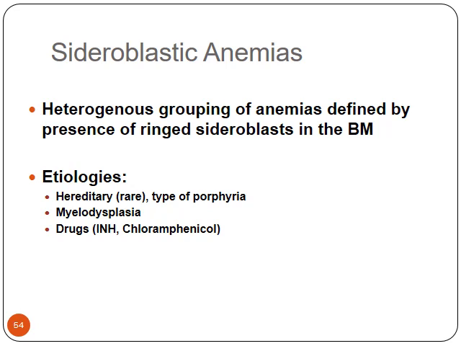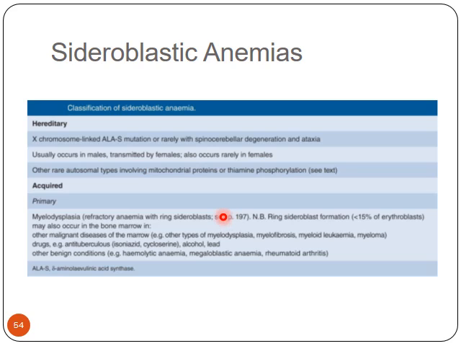Our third type of anemia, which is microcytic hypochromic, is sideroblastic anemia. These are a heterogeneous group of anemias defined by the presence of ringed sideroblasts in the bone marrow. It's either hereditary, as a type of porphyria, or leads to myelodysplasia, or occurs after drugs such as isoniazid and chloramphenicol. The hereditary type is an X chromosome linked alpha aminolevulinic acid synthetase mutation, and rarely with spinocerebellar degeneration and ataxia.